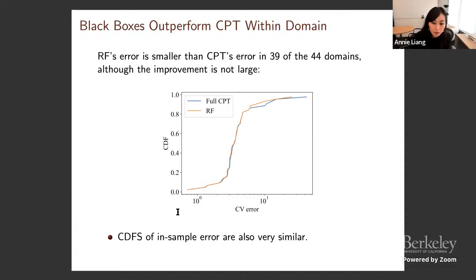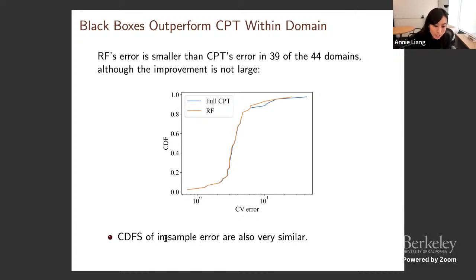So here, this is the CDF of out-of-sample errors for the random forest algorithm, that's the orange, as well as for the CPT model, that's the blue. Okay, and here we have a distribution because we have 44 domains. So we're looking at the errors across those different domains. You can see the curves are pretty similar. The orange curve is slightly better.